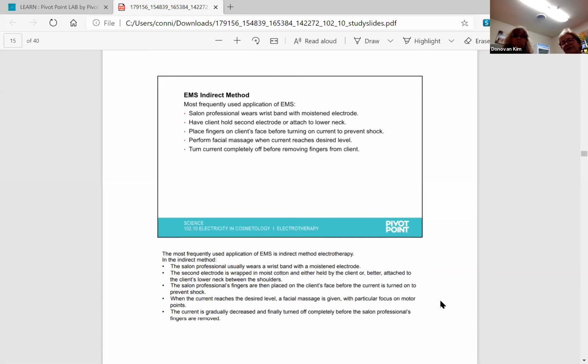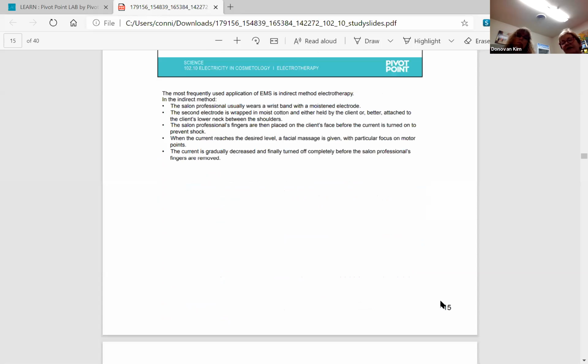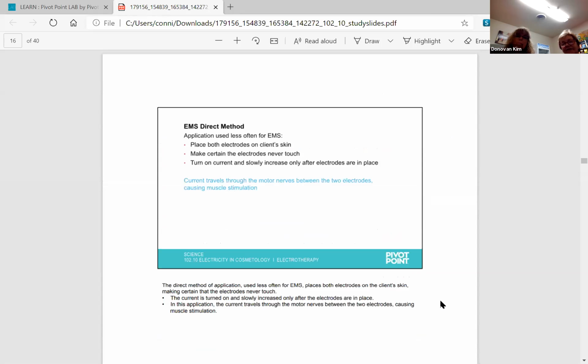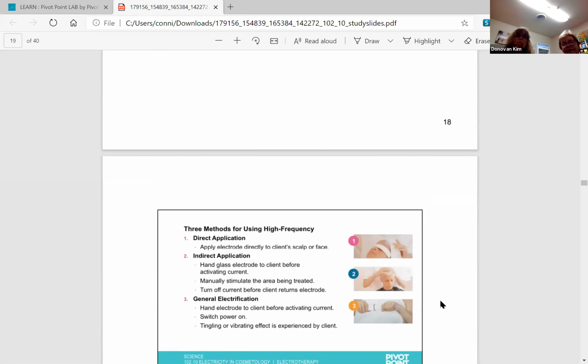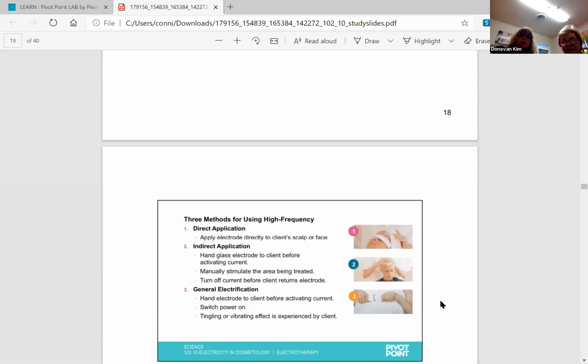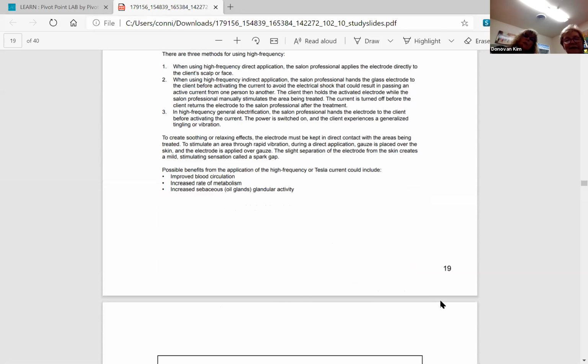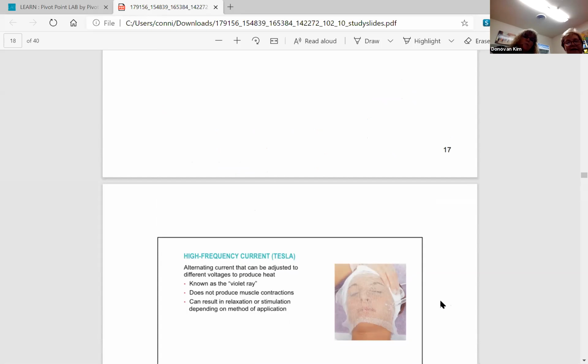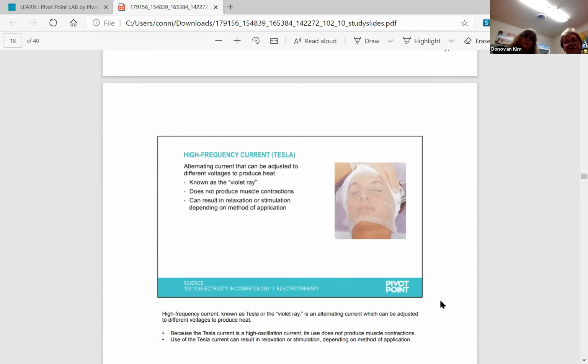The only thing they need to know basically is that we can't do it in the state of California because it contracts a muscle, and that's considered a medical device at that point. Right. Oh my gosh, what's this one? High frequency. Okay, come on back. High frequency also has indirect. So you have four pieces of equipment that they will stick as your answer.